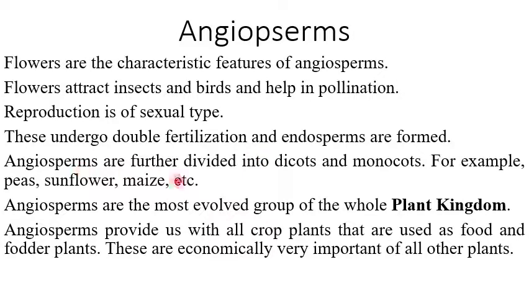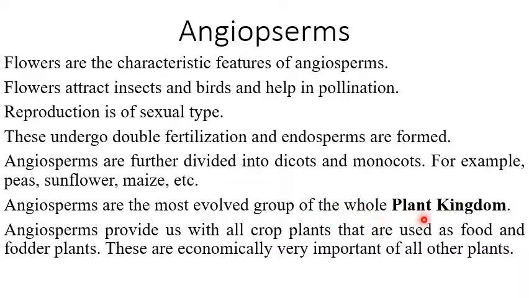Angiosperms are further divided into dicots and monocots. For example, peas and sunflower are dicots, and maize is a monocot. Now dicot means what? There are two cotyledons covering the embryo, whereas maize has a single cotyledon. Maize, jawar, wheat, bajra, these are with single cotyledon. They are covering the embryo.